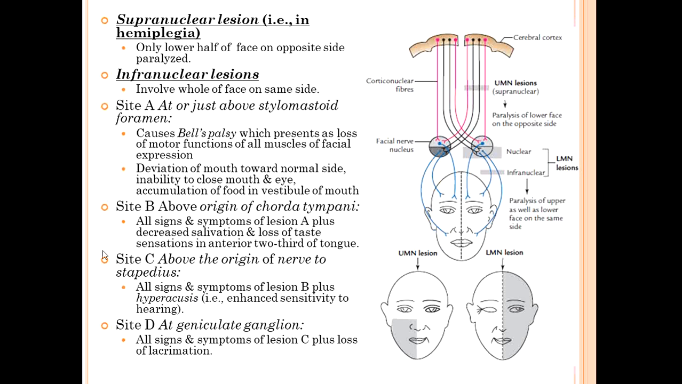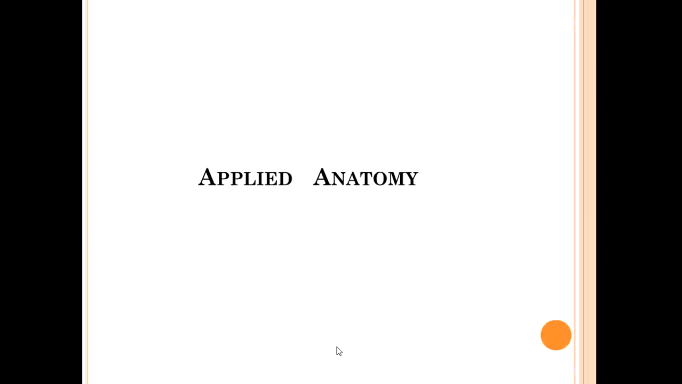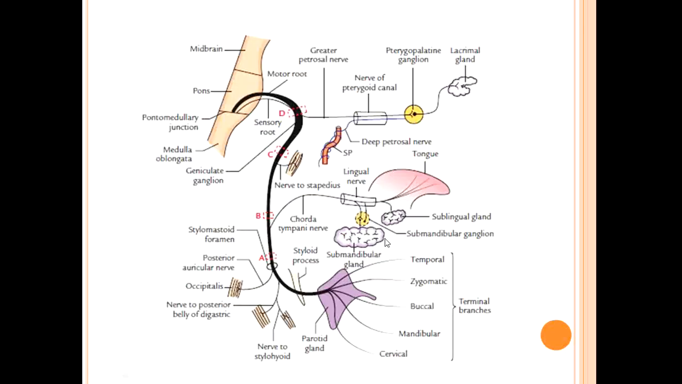Okay, and site 4 is at the geniculate ganglion here. So features of site A, site B, site C, plus there will be loss of lacrimation because the lacrimal gland is not getting the nerve supply. Again I will show you. So first lesion is just above the stylomastoid foramen. Lesion 2 is just above the origin of chorda tympani. Lesion C is above the nerve to stapedius, and lesion 4 is the geniculate ganglion.